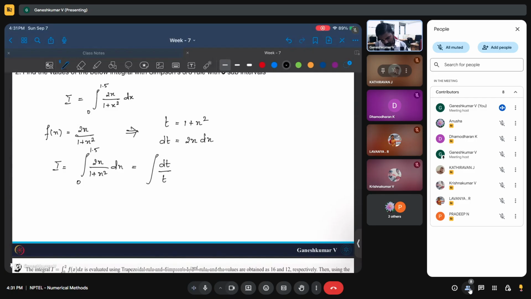While you do that, you should also change your limits. So here the limits: when x is equal to 0, your t is going to be 1, and when x is equal to 1.5, your t is going to be 1.5 square is 2.25 plus 1 is 3.25. So this is going to go from 1 to 3.25.